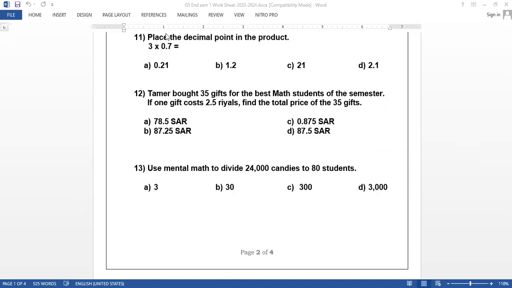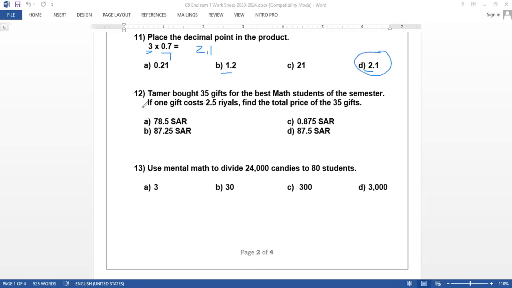Question number 11. Place the decimal point in the product. 3 multiplied by 0.7. This factor has no decimal places. This factor has one decimal place. So in the answer, we should have only one decimal place, so it's 1.2 or 2.1. Let me multiply. 3 multiplied by 7 equals 21. Now I bring the point after one digit. It becomes 2.1.